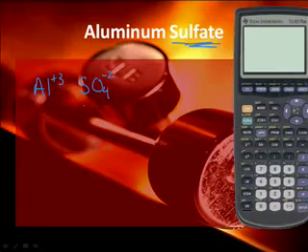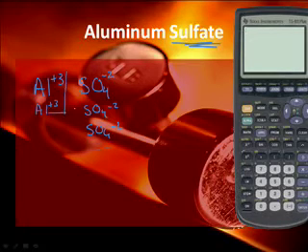The charges have to add up to 0, so we're going to need 2 aluminums for +6 and 3 sulfates for -6. Plus 3 and plus 3 add up to 6, and -2 plus -2 plus -2 is -6. So our formula is Al2(SO4)3.